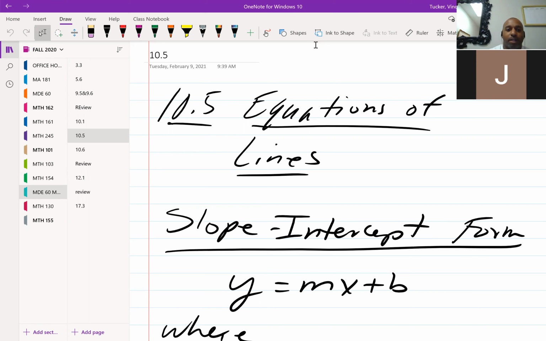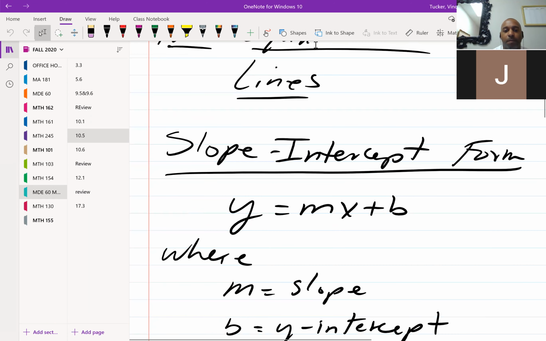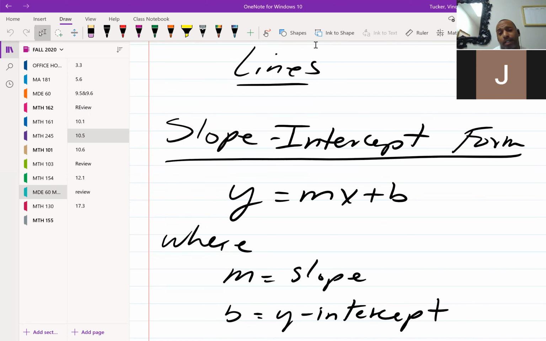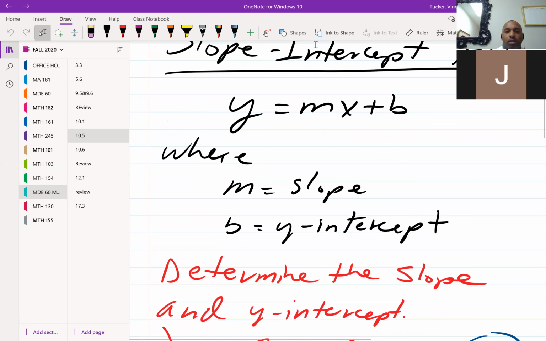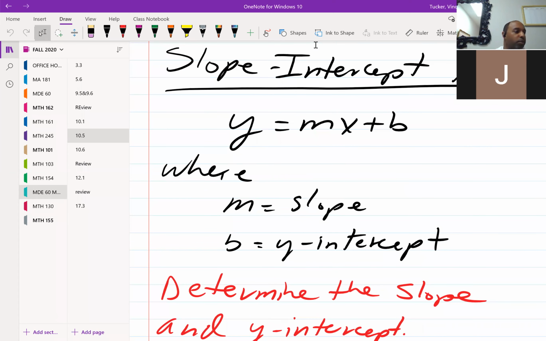So equations of lines, slope-intercept form, y equal to mx plus b. And like I said, we talked about this slope-intercept form last class when we did slopes and we were graphing with your slopes. m represents your slope, b is your y-intercept. All right, so that gives you a chance to write that.